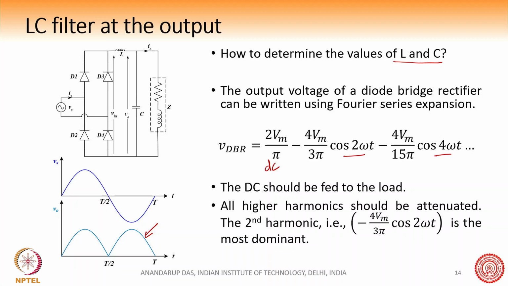Okay, what do we want? We want that the DC should be fed to the load and all higher harmonics should be attenuated. Ideally all these 2 omega, 4 omega, 6 omega harmonics should be completely attenuated. It may not be possible to fully attenuate everything, but because the second harmonic is the most dominant, and the fourth harmonic is, you can see here, 1/5 of the second harmonic, we should design our filter in such a way that the second harmonic is attenuated.